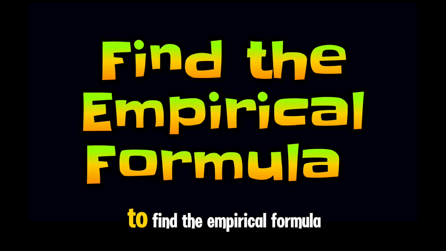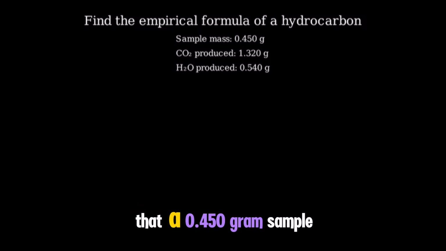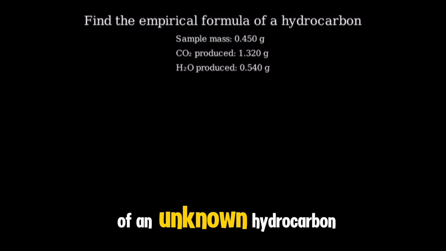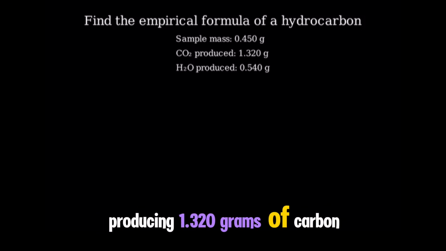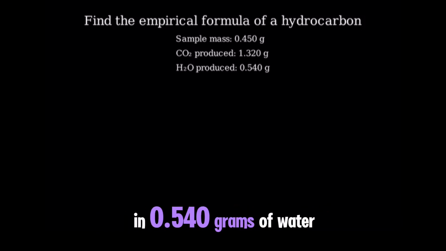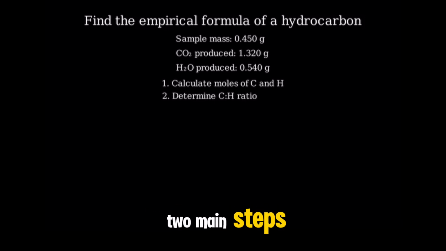Let's solve a problem to find the empirical formula of a hydrocarbon. We're given that a 0.450 gram sample of an unknown hydrocarbon was completely combusted, producing 1.320 grams of carbon dioxide and 0.540 grams of water. To solve this, we'll follow two main steps.